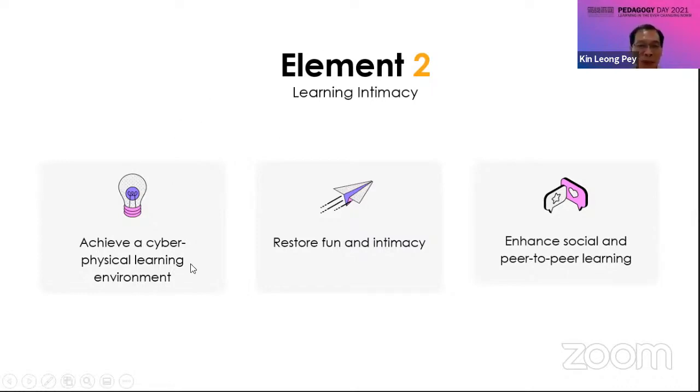Element 2, as I mentioned, is intimacy. Intimacy is very hard to define. At this point in time, we're just hoping that we can restore the fun and the joy of learning. So what does it mean? We want to go beyond really the Zoom. If the student doesn't turn on the camera to interact, what are we going to do?